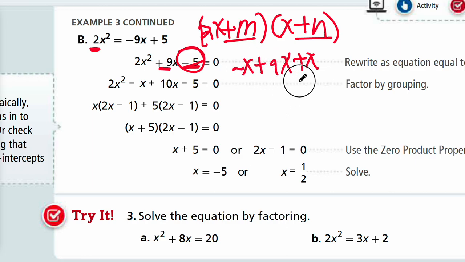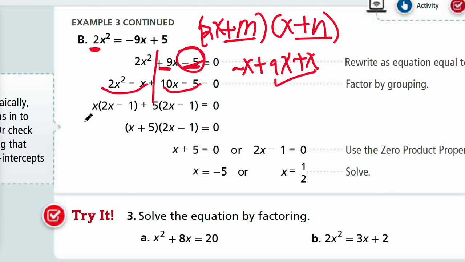So then 9x plus x would become 10x, and then we have a negative x here. So we're going to factor this out, and we're going to factor this out, right? It's going to be a group. So we're going to split it in half like that. And so the greatest common factor for the first group would be x.